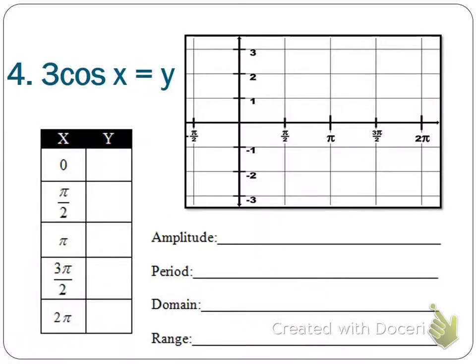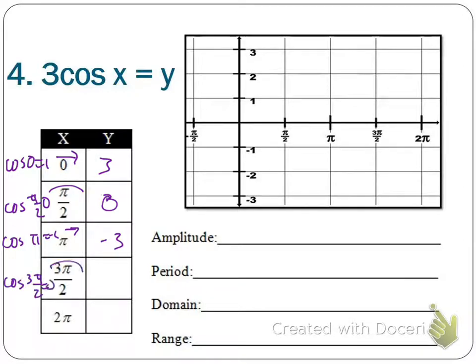Okay? And let's take a look and see what happens to cosine when we multiply by 3, right? So cosine of 0 is 1. 1 times 3 is 3. Cosine of pi over 2 is 0. 3 times 0 is 0. Cosine pi is -1. -1 times 3 is -3. Cosine 3 pi over 2 is 0. Multiply that by 3 and you get 0. Cosine 2 pi, again, is 1. Multiply by 3 and you get 3.